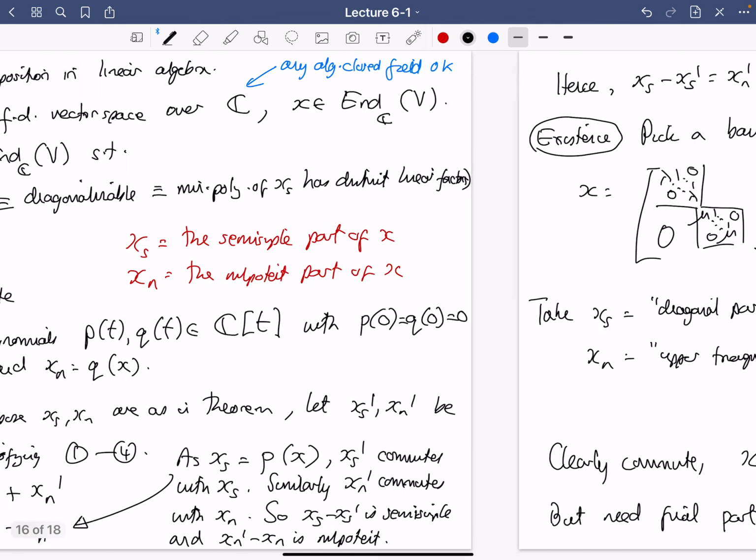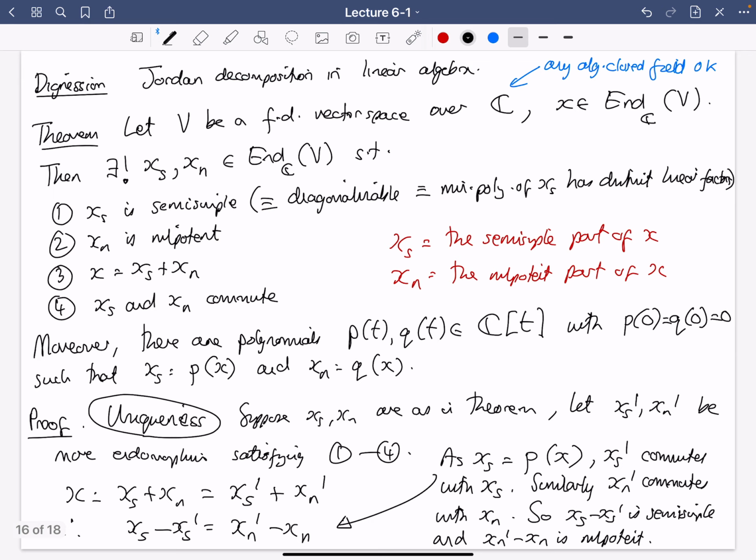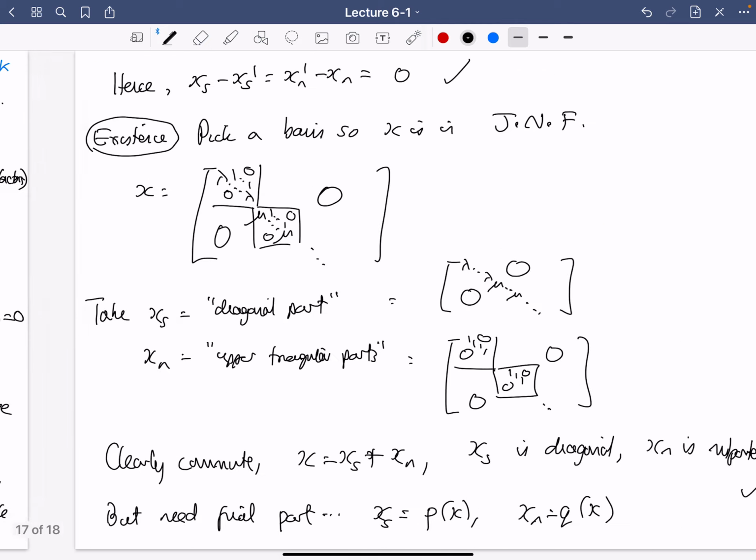Okay, so that's a fundamental piece of linear algebra, this Jordan decomposition in endomorphisms of a finite dimensional vector space. Any endomorphism decomposes as a sum of its semi-simple part and its nilpotent part. They're semi-simple and nilpotent, and they commute, and those properties determine xs and xn uniquely.